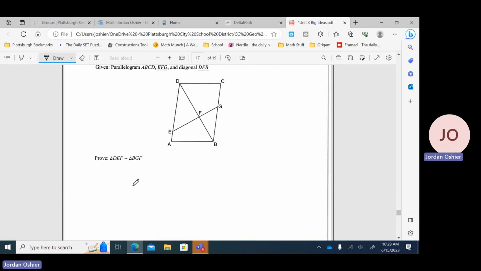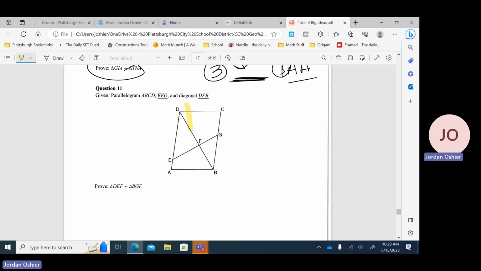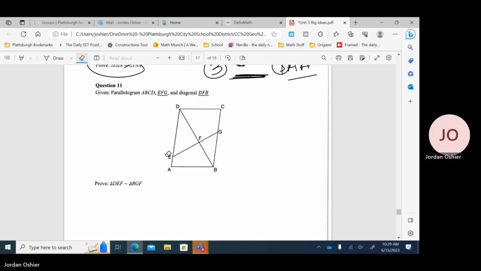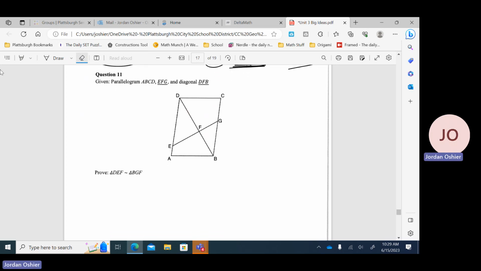Next proof is again similar. This time they're giving you a parallelogram. I'm going to just quickly highlight the two triangles I'm focused on. It didn't want to work when I went the other way, but it wants to work now. Interesting. Let me try that again. I'm going to highlight triangle DEF and also triangle BGF. So that's where I need to get angles in.